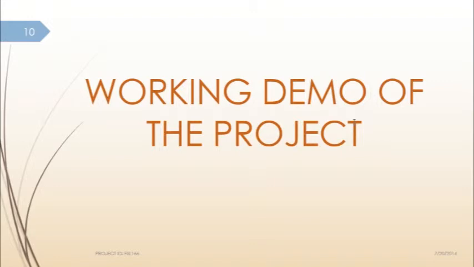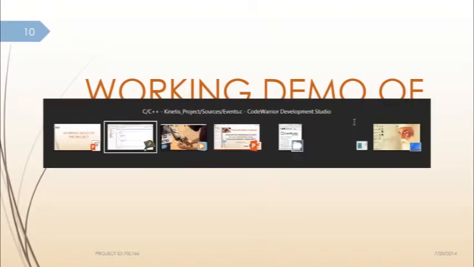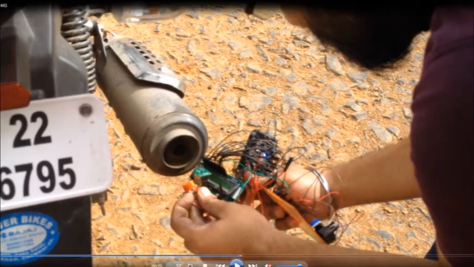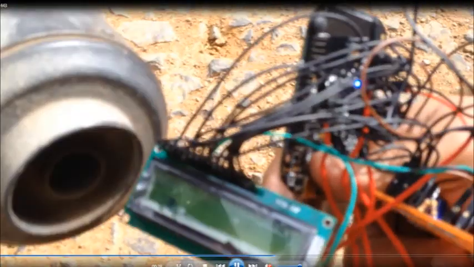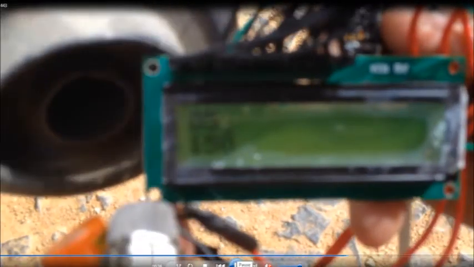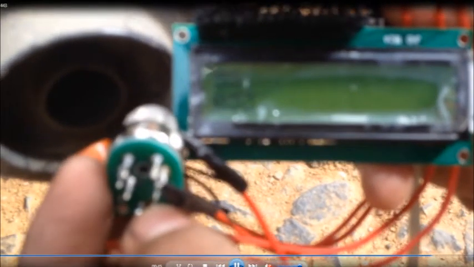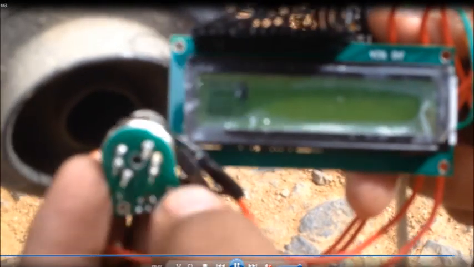Now let us see a working demo of the project. Here we have a two-wheeler at first. The first line on the LCD represents the NOx sensor value, whereas the second line represents the CO level. You can see that the CO level is varying in the range of 150 to 160, whereas NOx is considerably very small and in the range of 50 to 55.